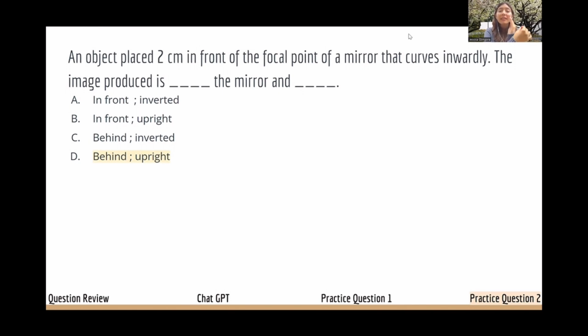And the reason that it's upright is because the top incoming ray from the object, when it's reflected and you trace the reflected ray back, it's still on top. And that also applies to the rest of the incoming rays from that object.